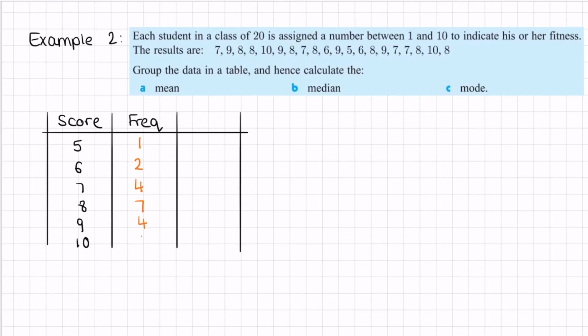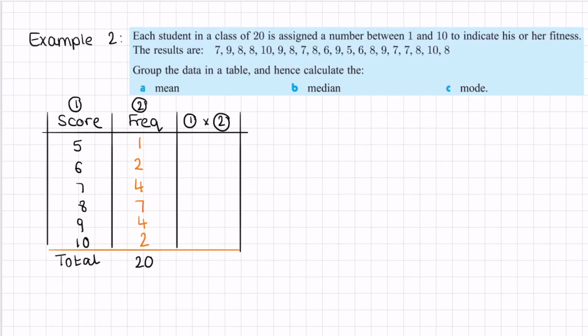nines, and 2 tens. Now the other thing with this table is we're going to need some totals. So we're going to need to total this first column, which is 20. And what we also have to do when we have a frequency table is we need a last column, which is going to be the score times the frequency. So basically column 1 times column 2. So it's always what your score or your data is, multiplied by the frequency.